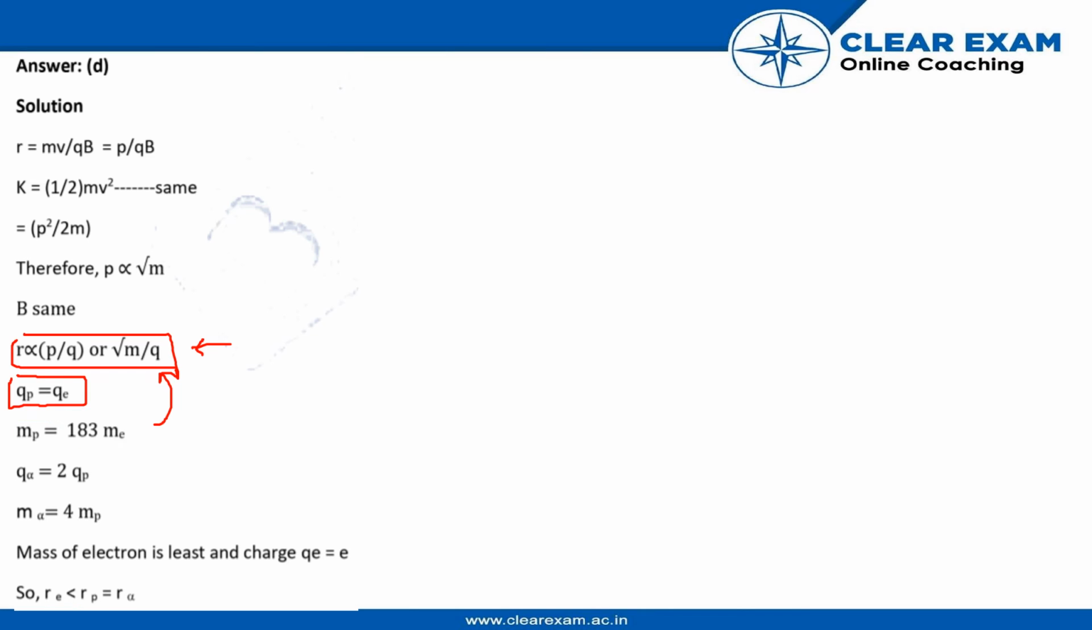So we are left with radius of proton and alpha particle. Coming to that, we know the charge on alpha particle is 2 times the charge on proton, right? And the mass of alpha particle is 4 times the mass of proton. Thus, when we put these two values in the above equation, we get Rp equal to R alpha. That is, radius of proton is equal to radius of alpha. Thus, the answer is Re is less than Rp equal to R alpha.